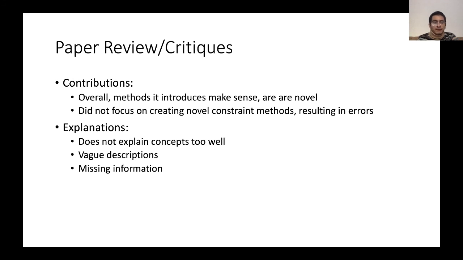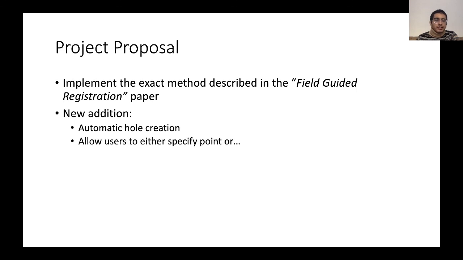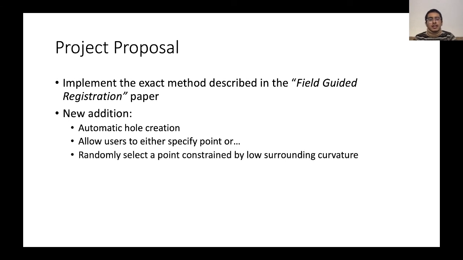And in terms of my project proposal, I essentially plan to implement the exact same method that was found in this paper. However, with one new addition being automatic hole creation. Essentially the paper requires the user to manually create the holes and then use the method to align them together. So my idea is, what if the user can specify a point on the surface, or instead the program will randomly select a point constrained by, for example, low surrounding curvature, and then use that point to create a hole and then stitch them together, essentially making the entire method automatic.